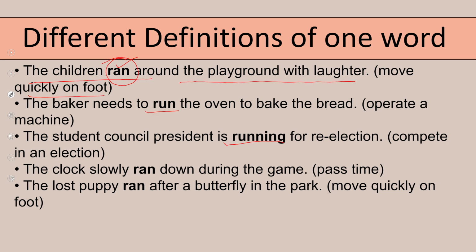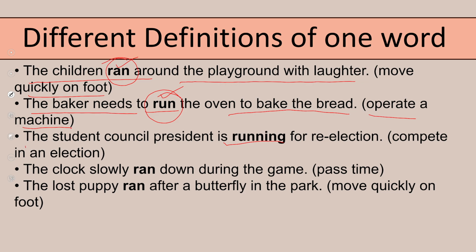But in the sentence, the baker needs to run the oven to bake the bread. What do you mean by run? Is he going to take the oven and run with it, or is the oven going to run with him? No. Here the definition of the word run is operating a machine. When you're operating a machine or any device, you are running it. So the definition is changed.